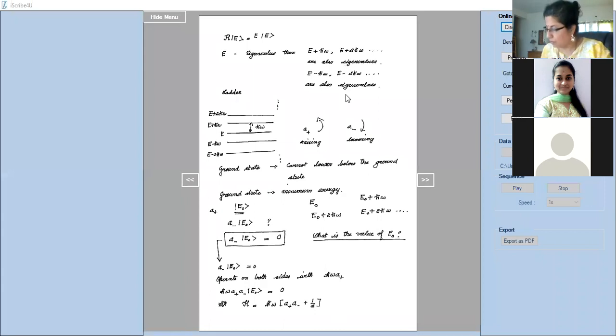Remember that this is the special operator called n. I will write it on the top. This is this operator called n. So I'm going to use this. If you look at it, this can be written as h cross omega A plus A minus plus h cross omega by 2. Correct? So this is what we have. Let me now go on to the next page.